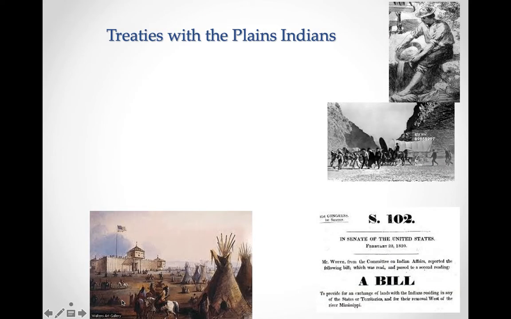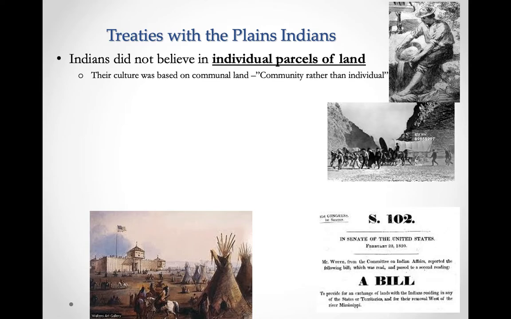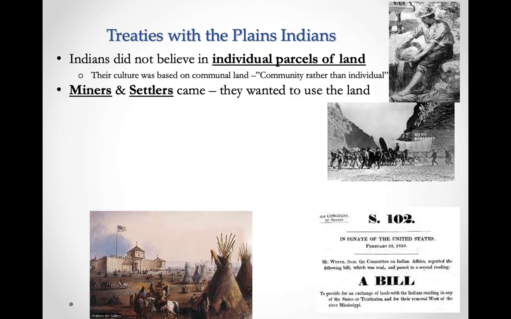As more and more settlers moved into the western areas of the United States, they began to make treaties with the Plains Indians in hope of avoiding conflict and gaining access to the land and resources that they were seeking. The Native Americans did not believe in individual ownership of land. Instead, their culture was based largely on community and communal land, sharing the land, using it, and migrating with the flow of animals as they moved throughout the area.